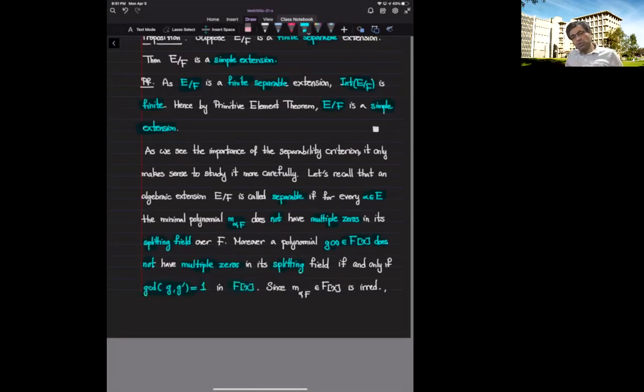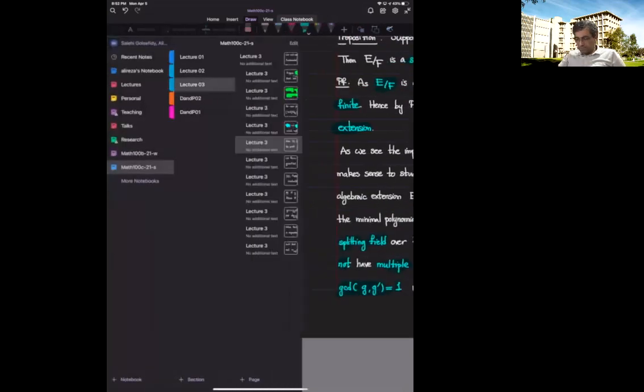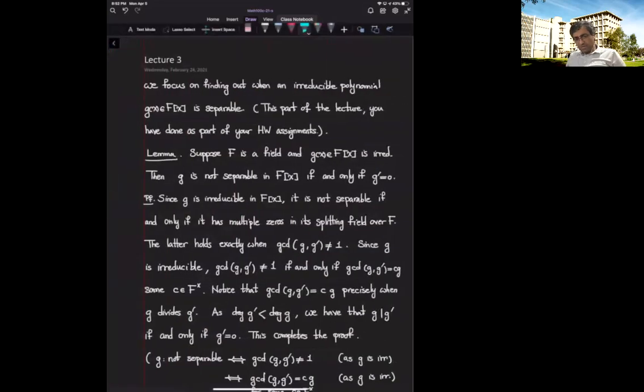Okay, now let's try to use this for an irreducible polynomial, because the minimal polynomial of alpha over F, after all, is irreducible. So now this is the question that I'm trying to understand. If g is an irreducible polynomial, what can I say if it's not separable? Or alternatively, under what conditions is an irreducible polynomial in F[x] going to be a separable polynomial? So that's the kind of question we need to understand and answer.